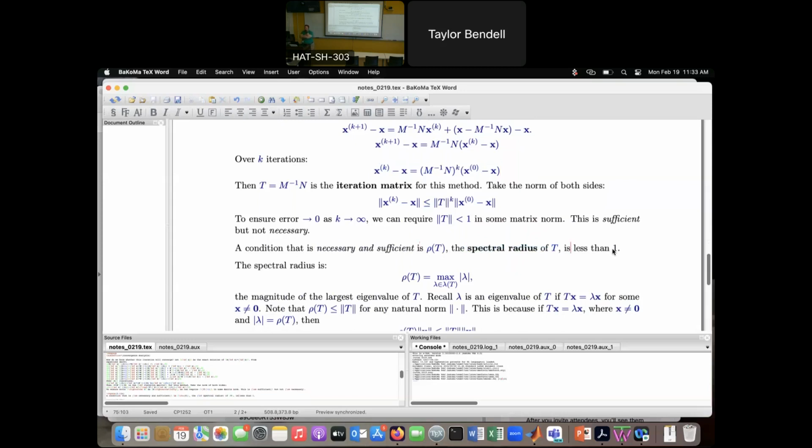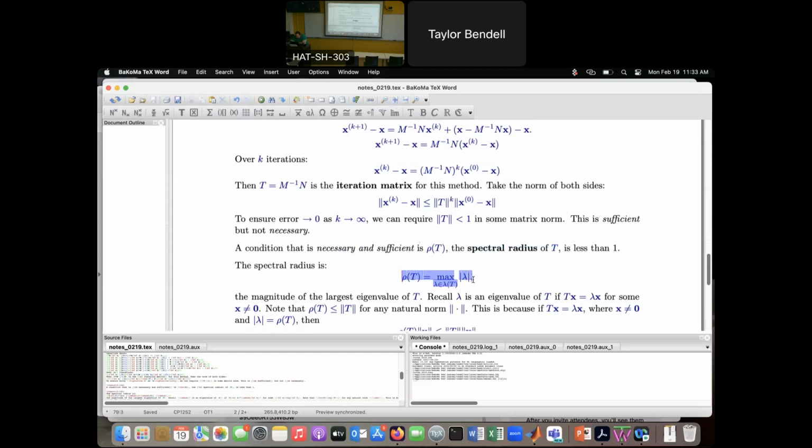Now, I've not mentioned spectral radius before. Here's how we define spectral radius. The spectral radius of a matrix T is just the maximum of the absolute values of all the eigenvalues of T. So in other words, if all the eigenvalues of capital T have absolute value less than 1, then the iteration will converge, if and only if that is true.